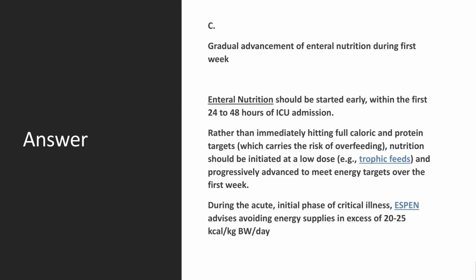Explanation: enteral nutrition should be started early, within the first 24 to 48 hours of ICU admission. Rather than immediately hitting full caloric and protein targets, which carries the risk of overfeeding, nutrition should be initiated at a low dose, trophic feeds, and progressively advanced to meet energy targets over the first week. During the acute, initial phase of critical illness, ESPEN advises avoiding energy supplies in excess of 20 to 25 kilocalorie per kilogram of body weight per day.